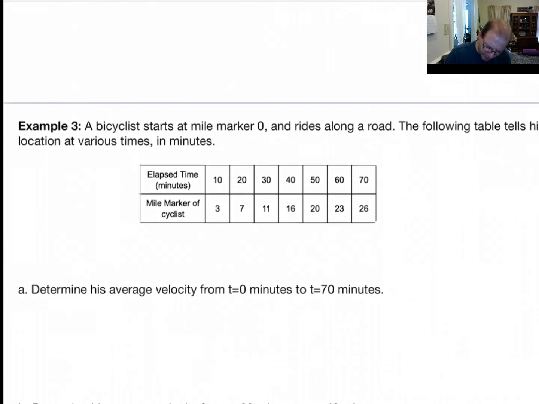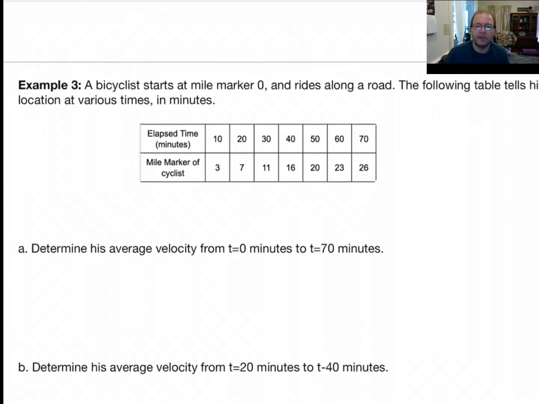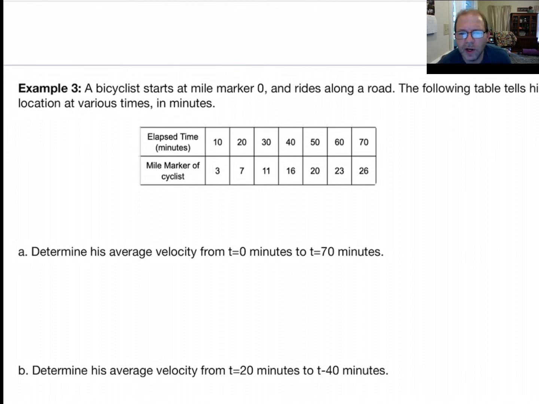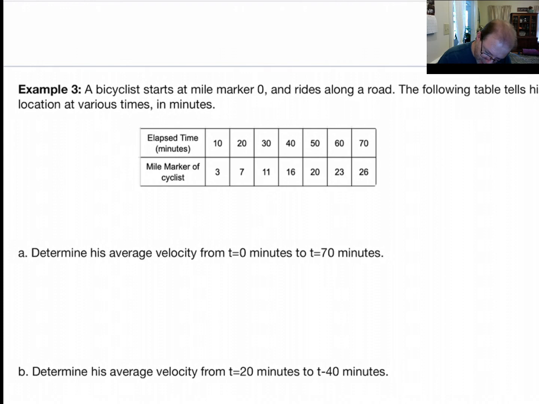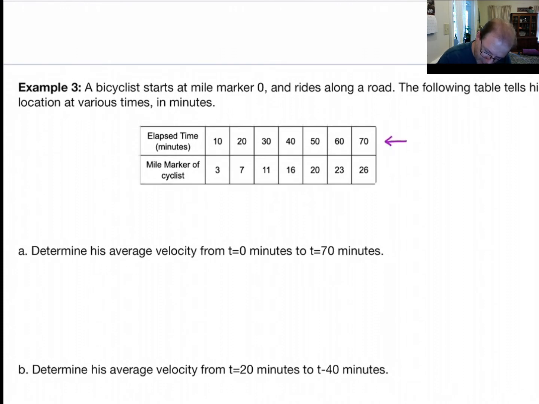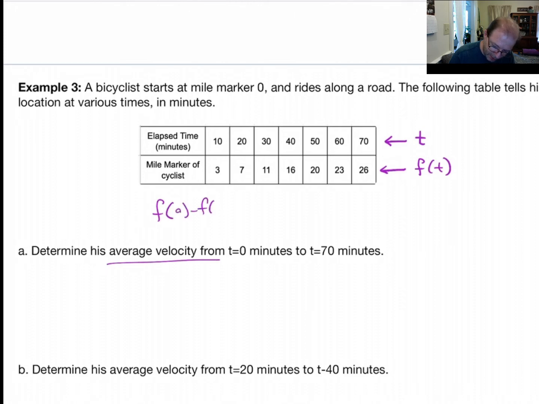Let's look at another example of this. A bicyclist starts at mile marker 0 and rides along a road. And this table tells his location at various times in minutes. So in this case, it's not written out as a function, but we could think of the minutes here as being our t, and this down here, the distance, as being our f of t. So what we need to do for finding his average velocity over some interval of time is to do f of a minus f of b over a minus b.